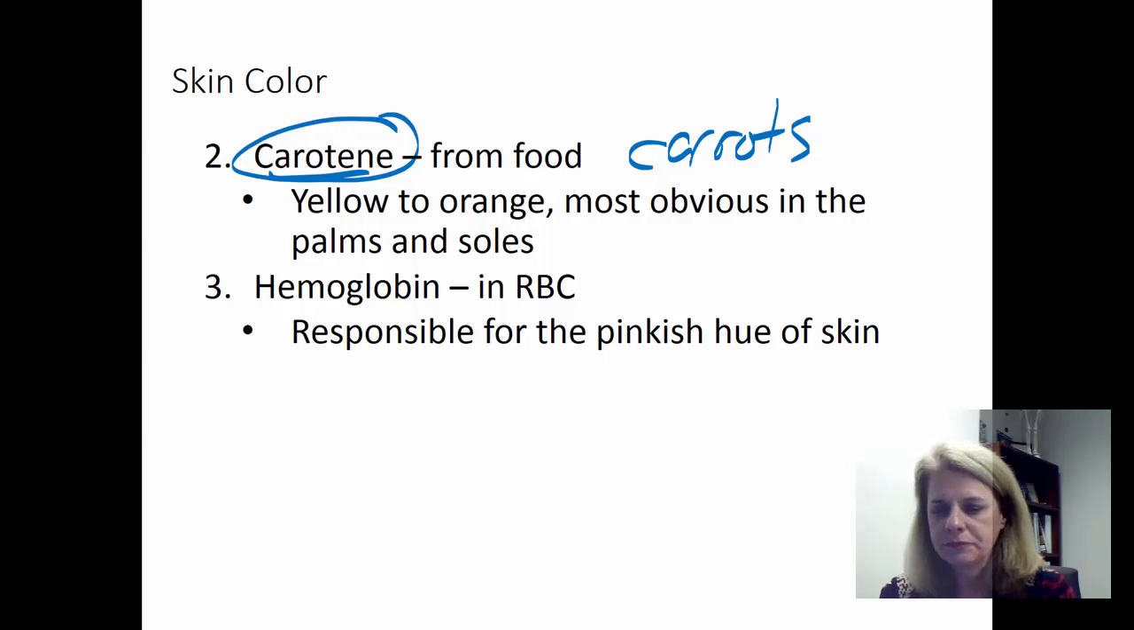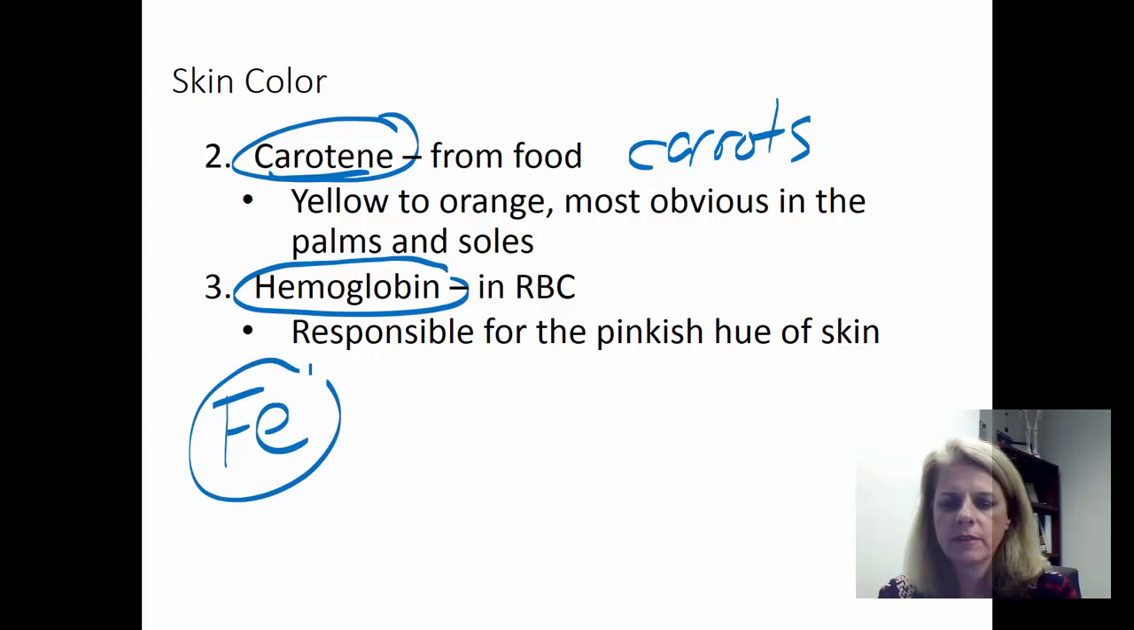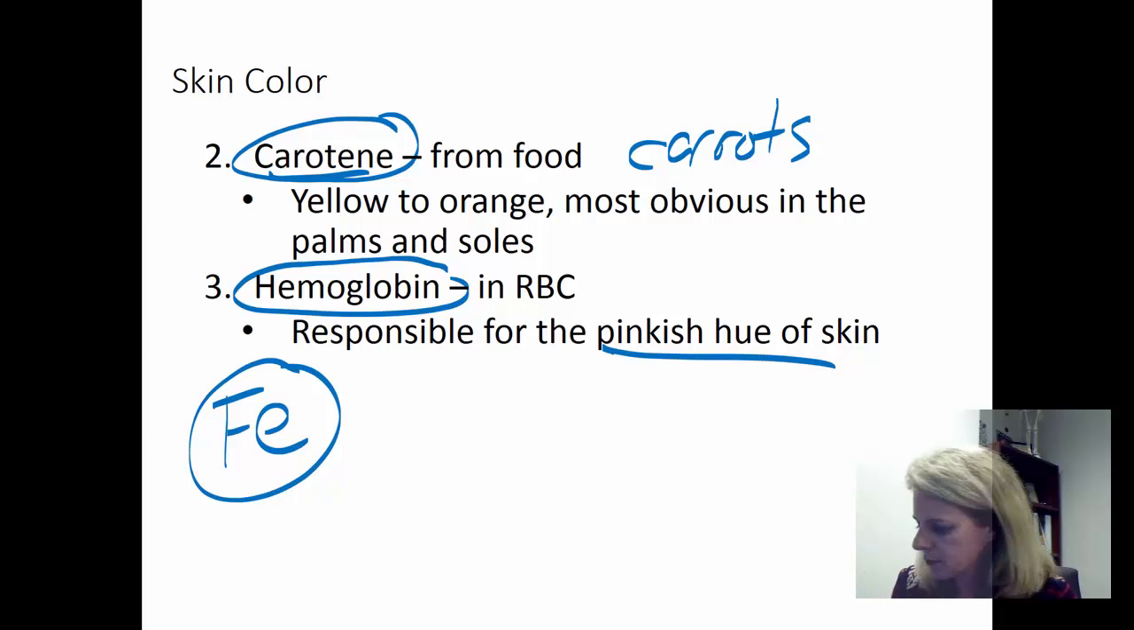And then lastly, hemoglobin. Hemoglobin is found in your red blood cells, and that's the pigment. It actually is in your blood, and it binds iron. Remember, this is the symbol for iron, Fe. And so that's one of your pigments. So that pink cast that you see on people's skin, that is from the hemoglobin. So as you flush, if you get hot or embarrassed and the blood goes to your skin and you get that red color, you're seeing the hemoglobin of the red blood cells.